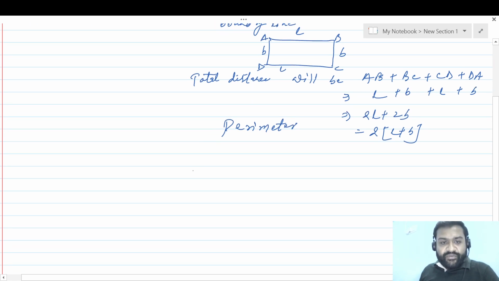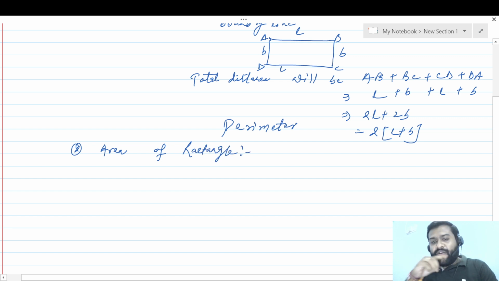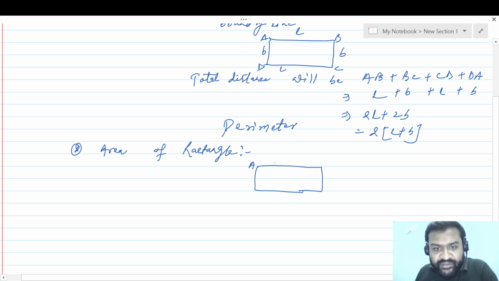Okay, now moving towards the area. Now the second is the area of a rectangle. Now for the area of a rectangle, I'll make a rectangle over here. Just see this rectangle. I'll write down the names: all the vertices are A, B, C, and D.